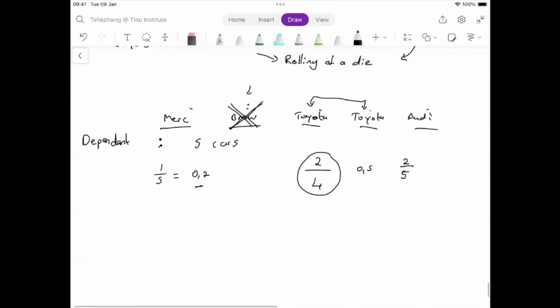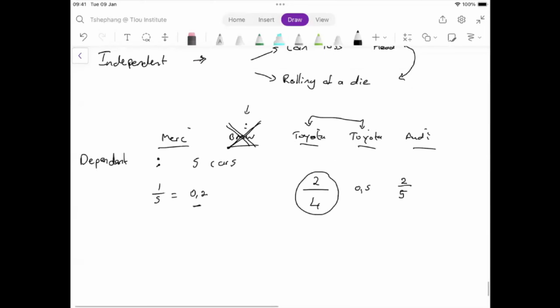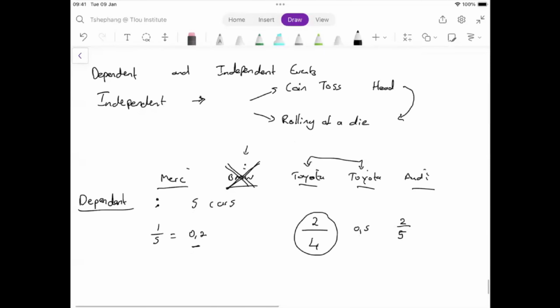Okay. And then the dependent, that's what I was doing now. The independent is coin toss and rolling die. Dependent is this. Okay, let's quickly move on.